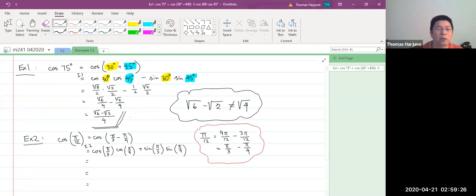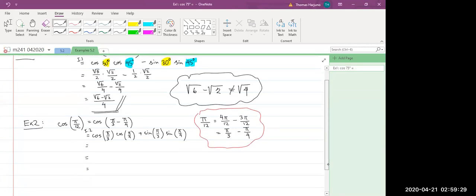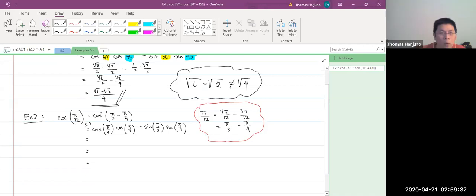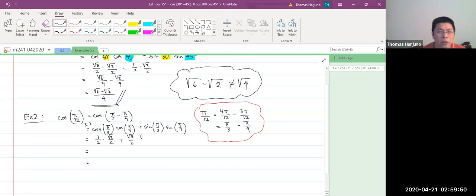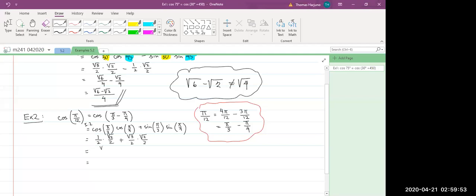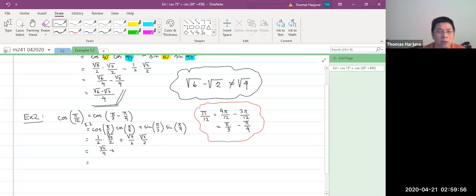Now cosine pi over 3 is 1/2. How about cosine pi over 4? Radical 2 over 2, plus radical 3 over 2 times radical 2 over 2. That gives us radical 2 over 4 plus radical 6 over 4, which is radical 2 plus radical 6 over 4. We will just leave it like that.